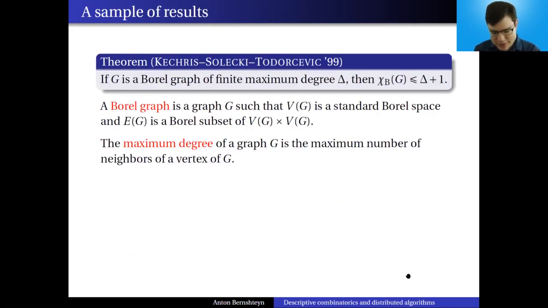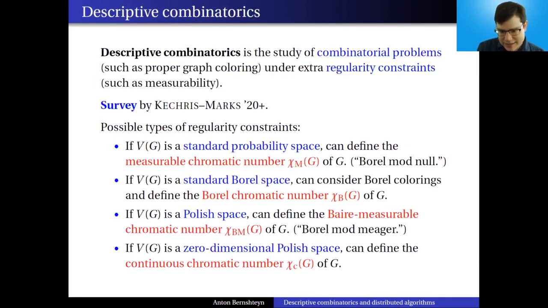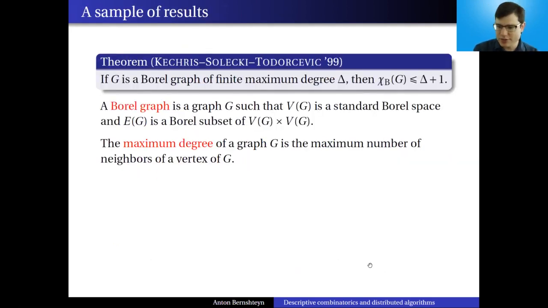All right. So what are the sorts of things one can prove? Just to say a bit more about this area, what are the types of results one proves in descriptive combinatorics about these numbers? One of the typical things to do is to look at things we already know about finite graphs and try to understand whether or not similar results hold with these additional regularity constraints. One of the oldest results of this form is the theorem of Kechris, Solecki, and Todorcevic that says that Borel graphs of finite maximum degree delta have Borel chromatic number at most delta plus 1.